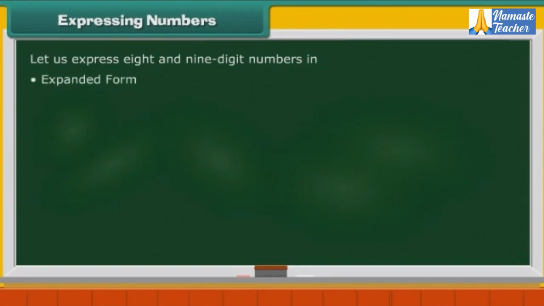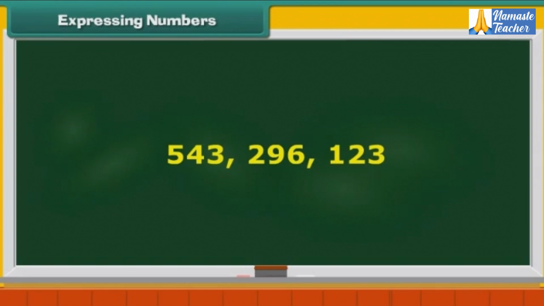70,041,238, expressing numbers. To understand 8 and 9-digit numbers better, let us express them in expanded form and standard form. Let us learn them one by one in detail. Look at this number, 543,296,123. It has three groups. Therefore, it belongs to the International System of Numeration. Let us express it in expanded form.